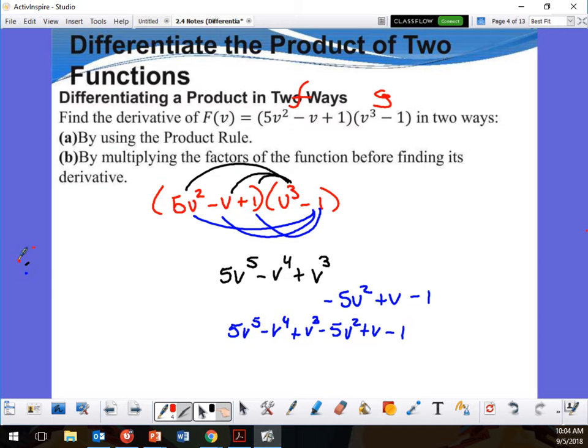Okay, so now we're doing the derivative. I did the multiplication first and now do the derivative. So this is going to be 25v to the 4th minus 4v cubed plus 3v squared minus 10v plus 1. Hopefully that's the same thing I got the last time, right? Yes. Okay. Are we okay?